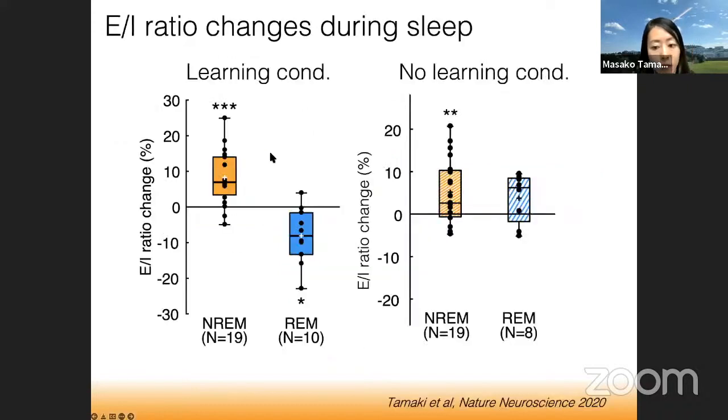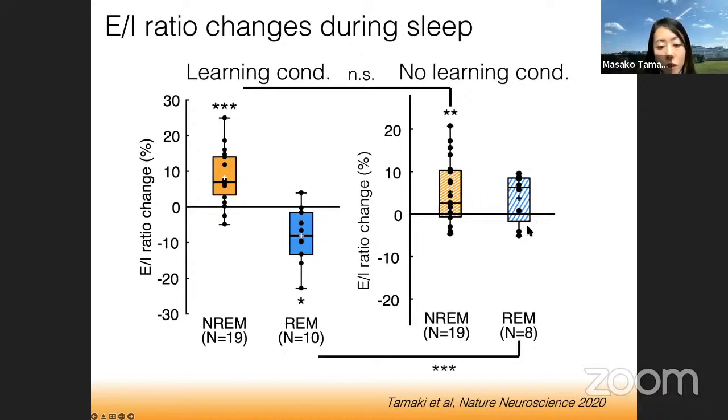The figure on your left is the result for the learning condition, which is exactly the same as before. The right figure is the no learning condition. For non-REM sleep, even without learning training before sleep, there was a significant change in the EI ratio. However, for the EI ratio during REM sleep, there was no significant decrease without training before sleep. So this EI ratio decrease during REM sleep was learning specific.